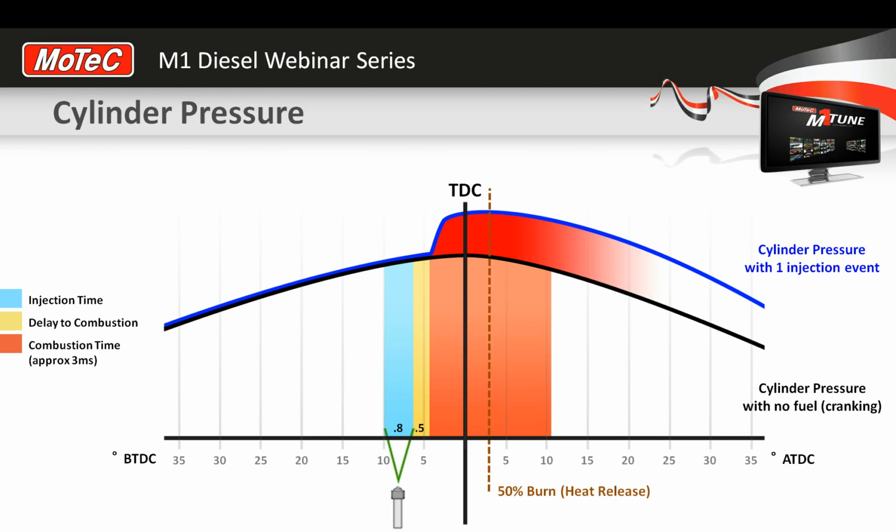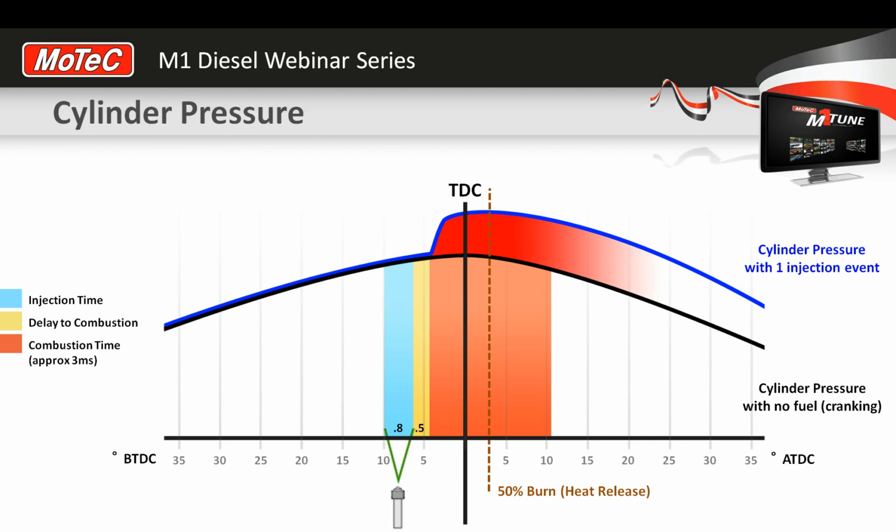Alright, one last thing. In reality, when you're doing cylinder pressure analysis and tuning via that method, you're actually trying to get the 50% burn point, or the 50% heat release point, to a specific location in the cycle. It's normally around 10 degrees after top dead center.